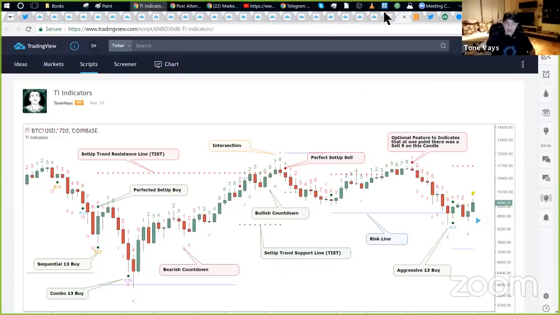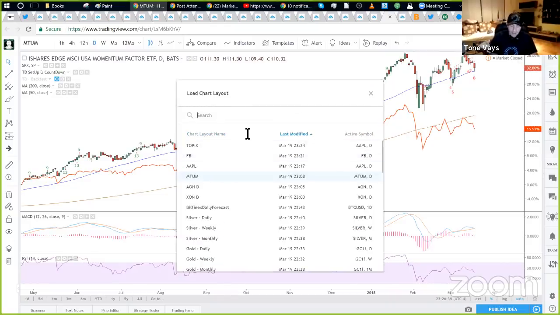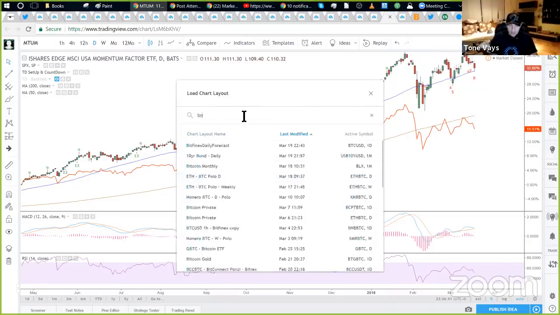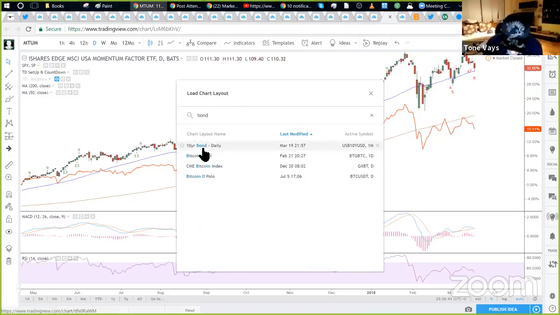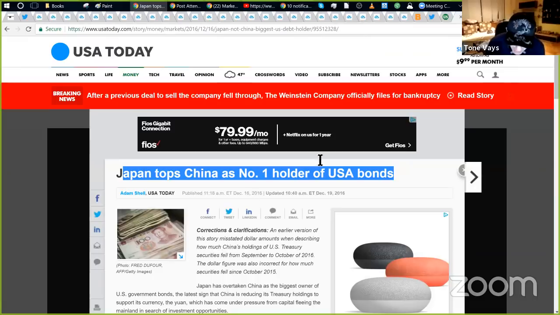So now, when I go back to my bond yields, or just my 10-year bonds, the 10-year US Treasury bonds, where's that article from? That article is from December 2016.